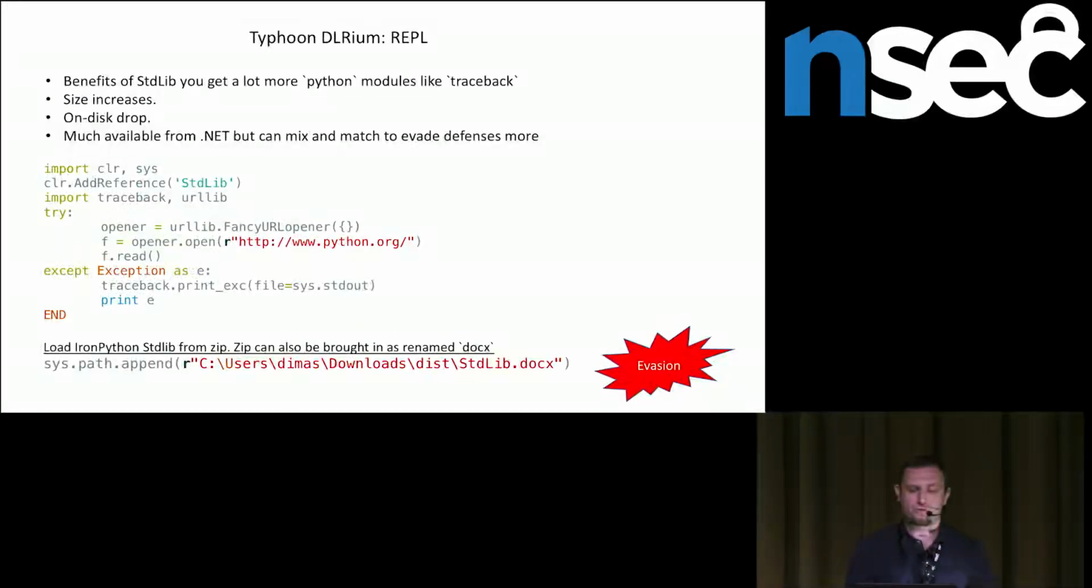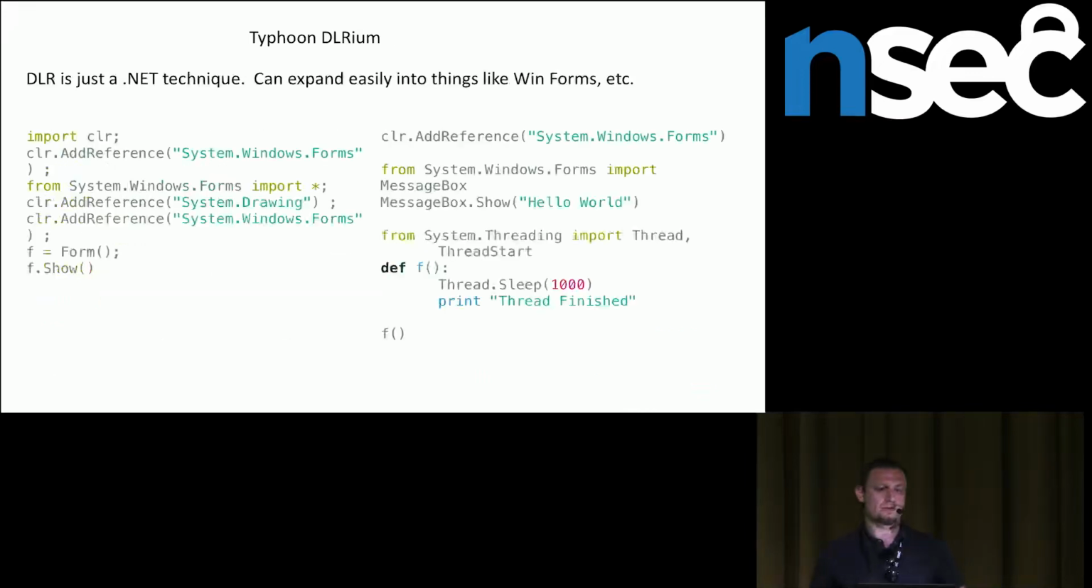And here's another evasion point. For example, in order for you to load a standard library for IronPython, it just needs to find the file. It doesn't have to be .dll or .zip. It can be .docx, right? So you can bring in a corrupted docx into the environment and load it up as a standard library, and off you go. So here's the example of how you would actually load the standard library if you want to. You can do without it, right? Because you have .NET. So DLR is nothing more than just a .NET technique.